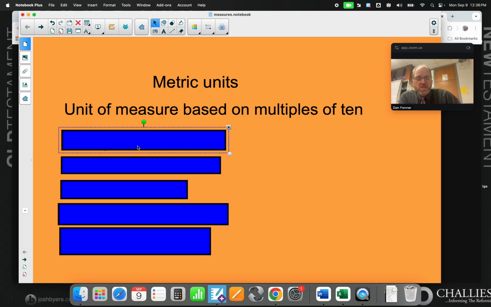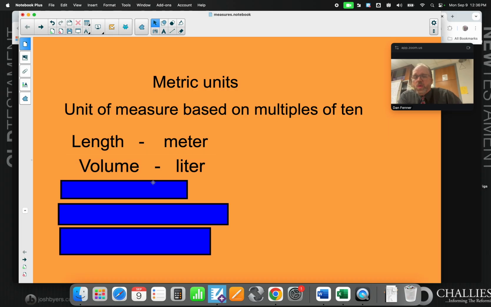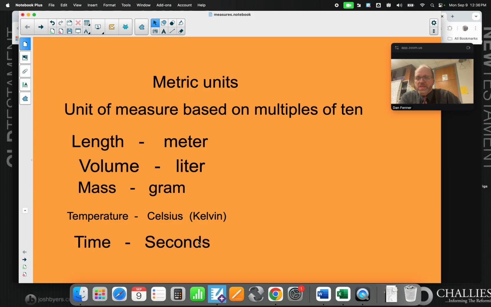Now, in the metric system, we have length in meters. We're going to go through each of these as far as what they mean and how they work. We have volume in liters. We have mass. Scientifically, you can say grams. We'll talk about how they actually measure them. And temperature is in Celsius or Kelvin. And time is in seconds. All right, so let's go through the first one.